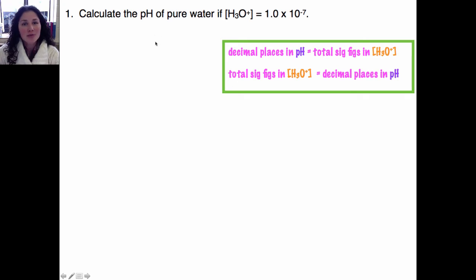To calculate the pH of pure water, if the hydronium ion concentration is 1.0 times 10 to the negative 7th, we'll use the formula that pH is equal to the negative log of the hydronium ion concentration. Here, if I plug in the hydronium ion concentration, I can get my pH. Notice that I'm going to need to pay attention to the significant figures in this number that I was given, because it's the hydronium ion concentration. The total sig figs here is 2. And so I should have 2 decimal places in my answer for pH. Now let's try number 2.